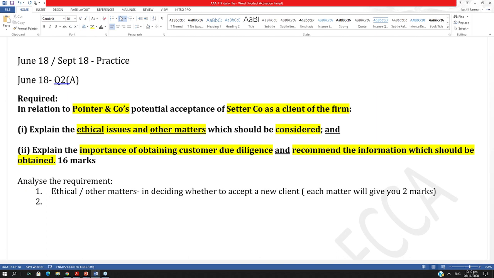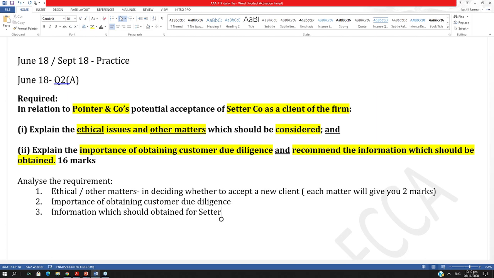Okay, the second thing you have to do in this requirement is tell me the importance of obtaining customer due diligence. And then you have to tell me the information which should be obtained about the new customer, the information which should be obtained for setup. What information will you obtain for setup when you are accepting this new client?